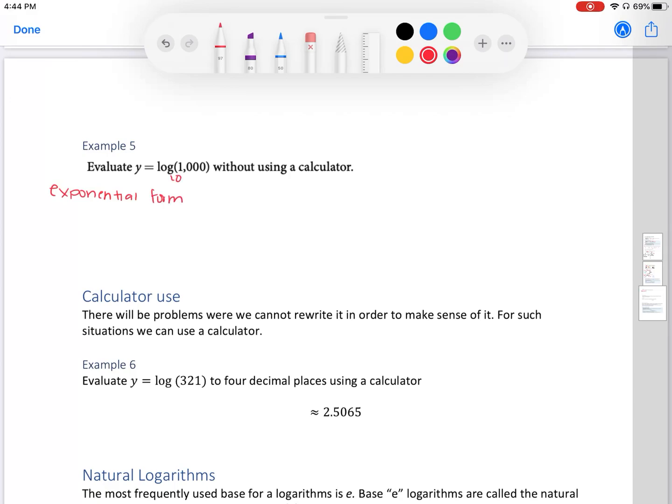So we assume a 10. 10 to what power gives me 1000? A trick I learned when I was younger is your zeros tell you how many exponents you have, or what your exponent should be. So if I have 10 to the third power, that is 1000. So my y is equal to 3.